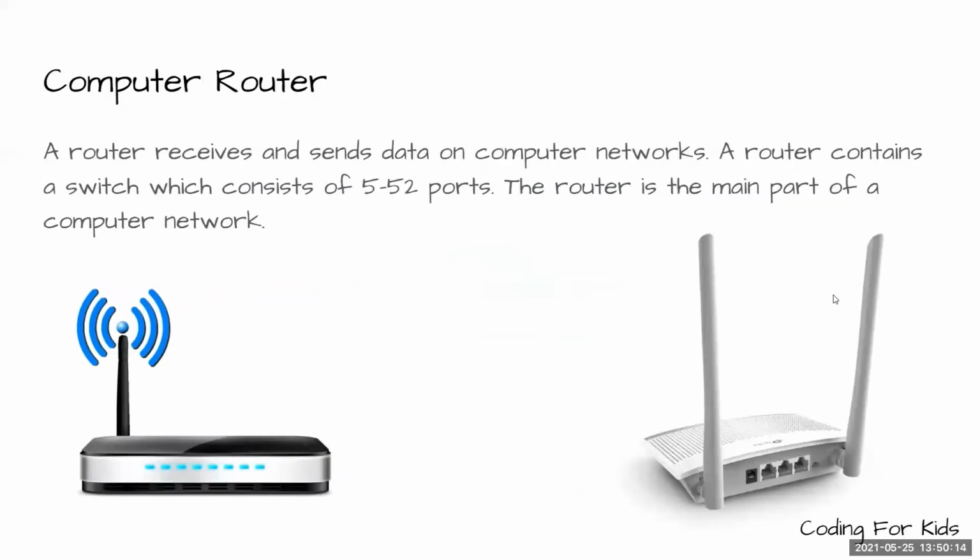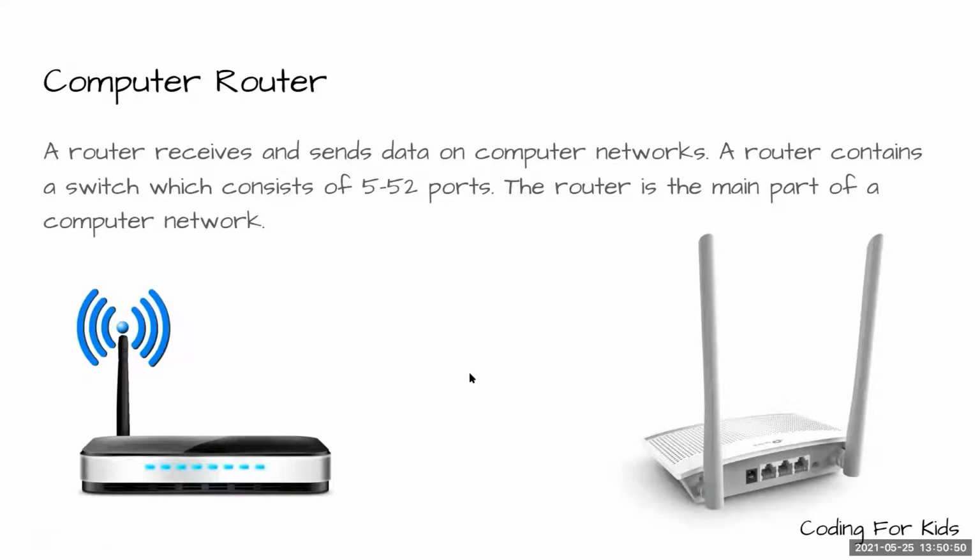Now let's look at a computer router. A computer router receives and sends data on computer networks. A router contains a switch, which contains 5 to 52 ports. The router is the main part of a computer network. Right here, you can see how a router looks. Yours might be a little different, but this is basically what it looks like. You can see that the router does contain a switch. This is what a router looks like, like the cartoon version of it.